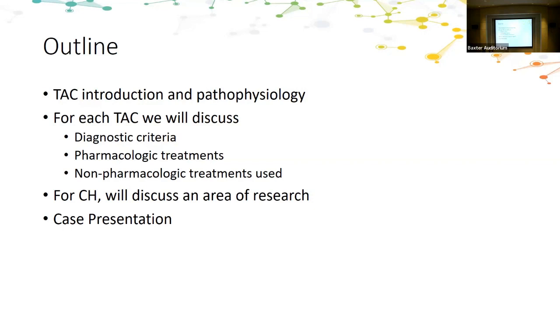In case we need it. Okay, so the outline for today, we're just going to talk briefly, just an overview of the trigeminal autonomic cephalalgias, which I'll refer to as TACs. It's just easier to say, and their suspected and proposed pathophysiology. We'll discuss the diagnostic criteria, pharmacologic treatments, and the non-pharmacologic treatments. We'll talk about a kind of controversial area of research for cluster headache. And then I'll end with a case presentation of a patient that I saw during fellowship.